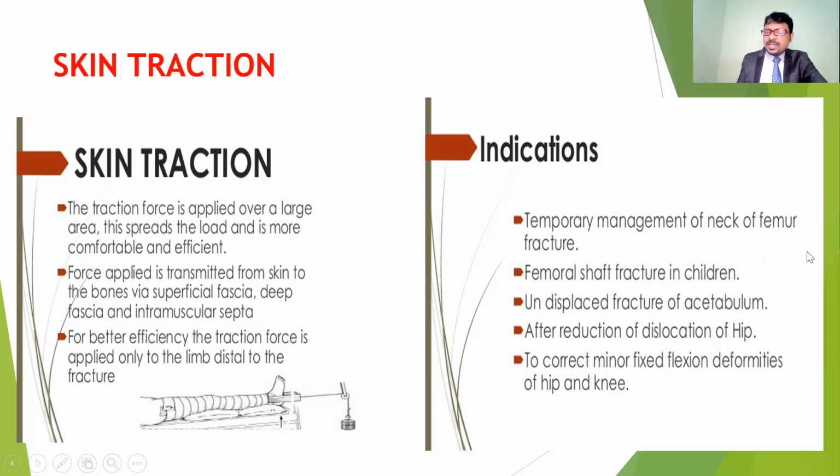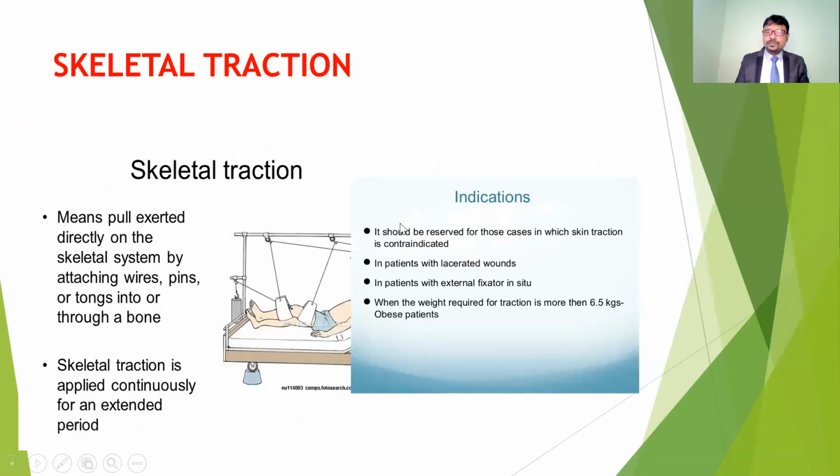Femoral shaft fracture in children, undisplaced fracture of the acetabulum, and also after reduction of dislocation of the hip. After dislocation of the hip, I have to maintain the traction force to keep the joint in the normal position. Also to correct minor fixed flexion deformities of the hip and knees. So if there are any minor deformities, we are going to treat with skin traction.